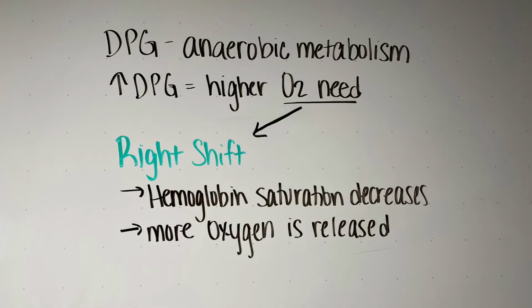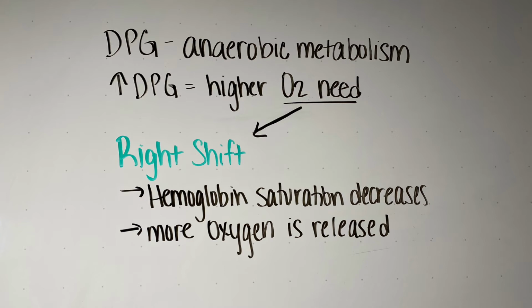DPG is a product of anaerobic metabolism. More DPG means that we need more oxygen. And this makes sense, right? Because we're going through anaerobic metabolism, and anaerobic metabolism occurs without oxygen. And when anaerobic metabolism occurs, our body is not efficient. So we need that oxygen, that way we can switch to aerobic metabolism. So if we have more DPG, we need more oxygen. The graph will shift to the right, and the percent saturation of hemoglobin will decrease.